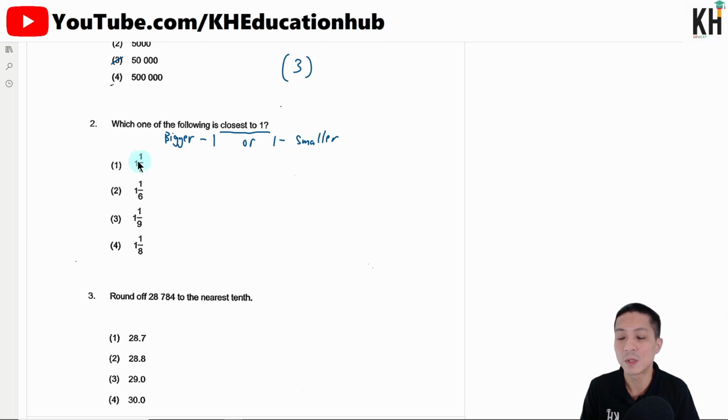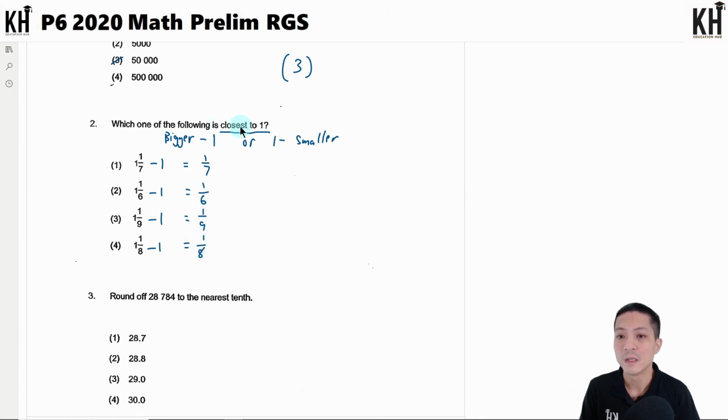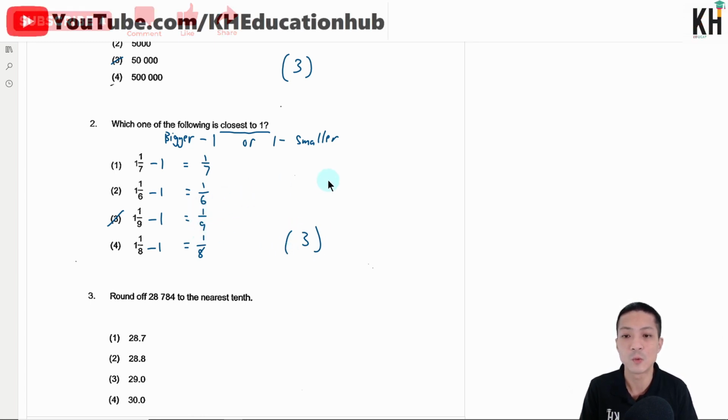In this case, because it's all 1 something, if I subtract 1 from all of them, this is going to give me 1 over 7, 1 over 6, 1 over 9, and 1 over 8. Since they're asking for the one that's closest to 1, then you have to choose the fraction that is the smallest. So the answer will be number 3. 1 over 9 is the smallest, so it is closest to 1.